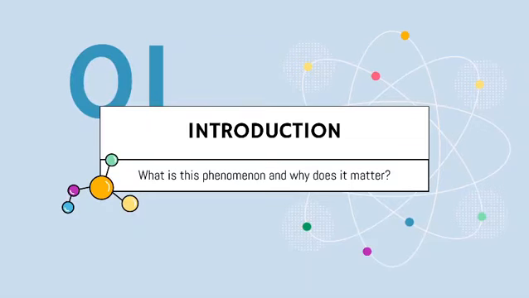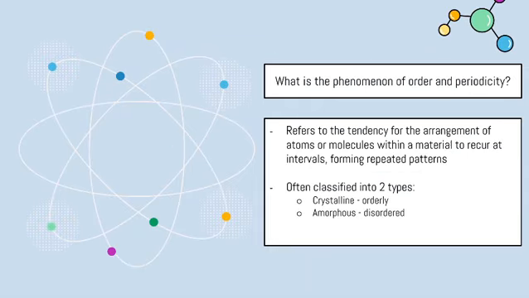For the introduction, what exactly is the phenomenon of order and periodicity? It refers to the tendency of the arrangement of atoms or molecules within a material to recur at intervals, forming repeated patterns, and they're often classified into two types, crystalline or amorphous.